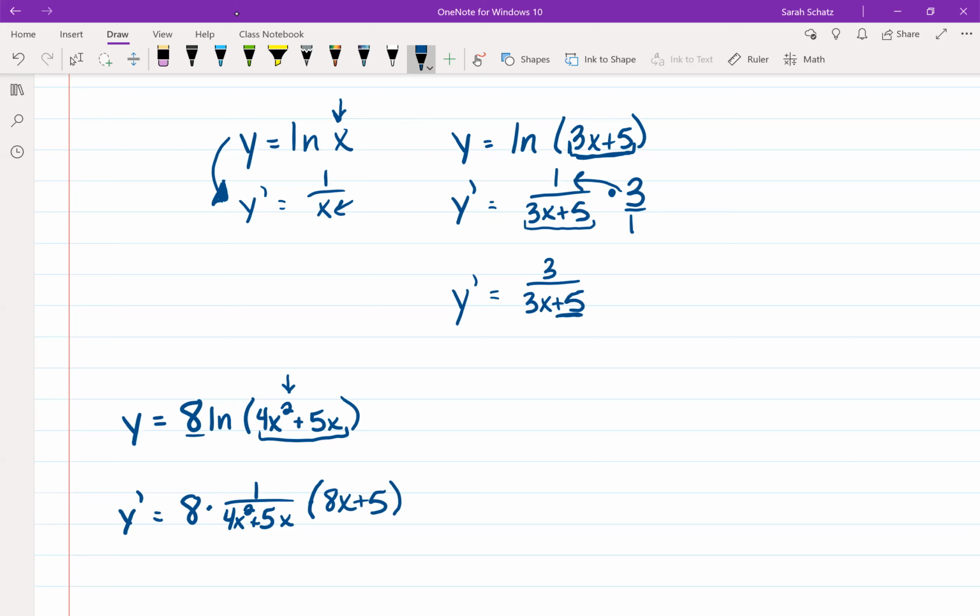Okay, so from here, this coefficient is a whole number. It's 8 over 1. This term is also whole numbers. It's over 1. Both of these can go together on the top. So you can have the 8 and the 8x plus 5 up on top. And on the bottom, you have 4x squared plus 5x. And you can absolutely distribute this 8 to both of these terms. So let's do that. We'll get 64x plus 40 over 4x squared plus 5x.